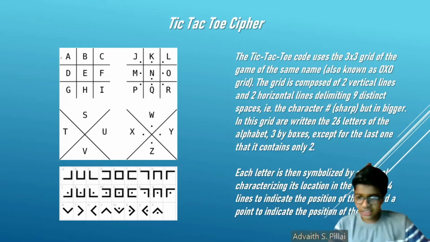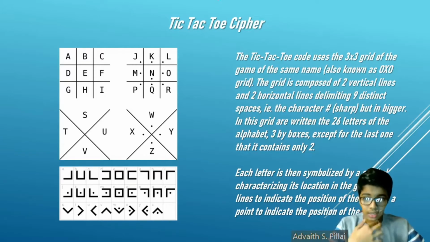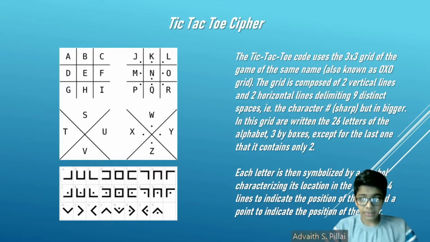Now if you can see, we made a tic-tac-toe grid. Then we write A, B, C, D, E, F, G, H, I. But there's only alphabet till I. Now for the rest of the alphabets we make another grid, but this time we add pointers in them. So we add dots inside of them, and then we write the rest of them: J, K, L, M, N, O, P, Q, R.